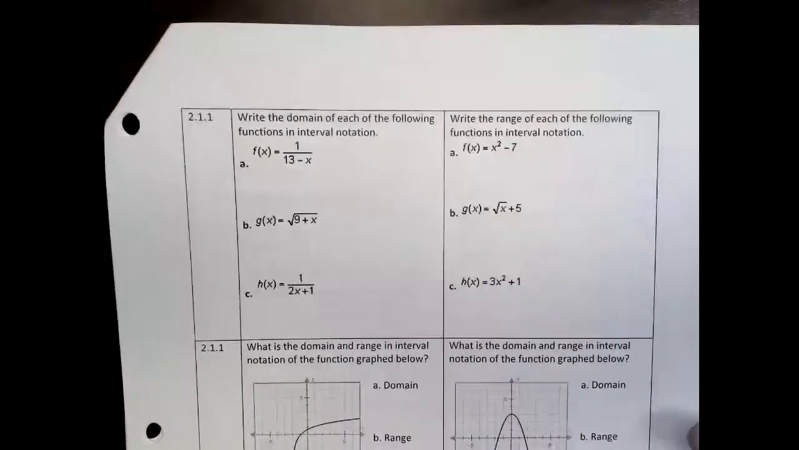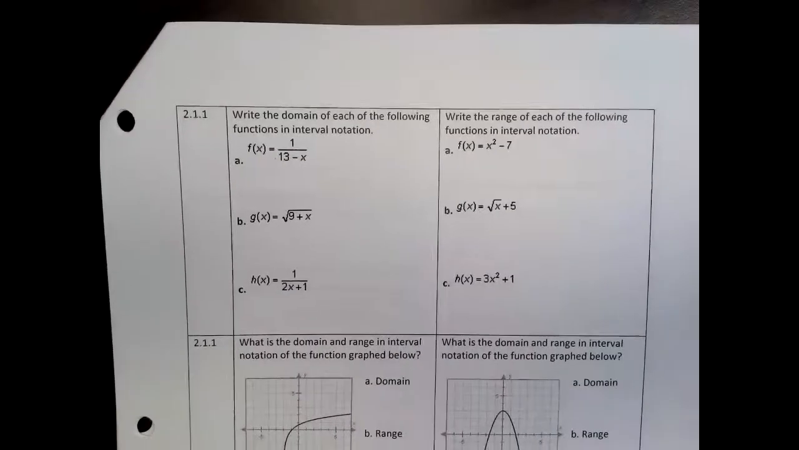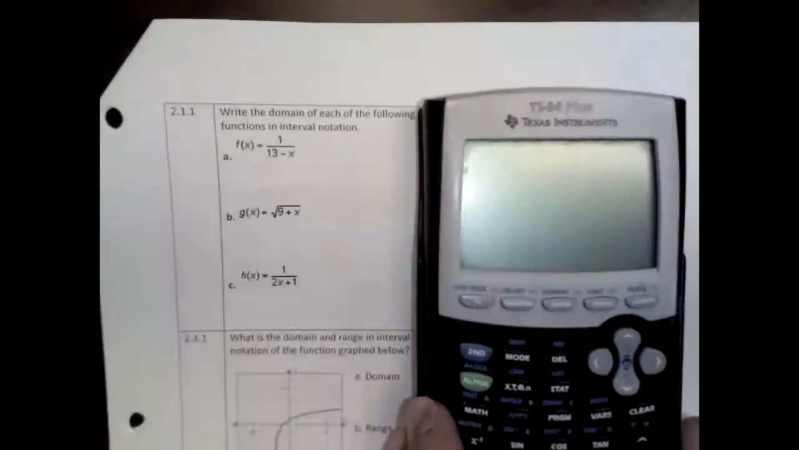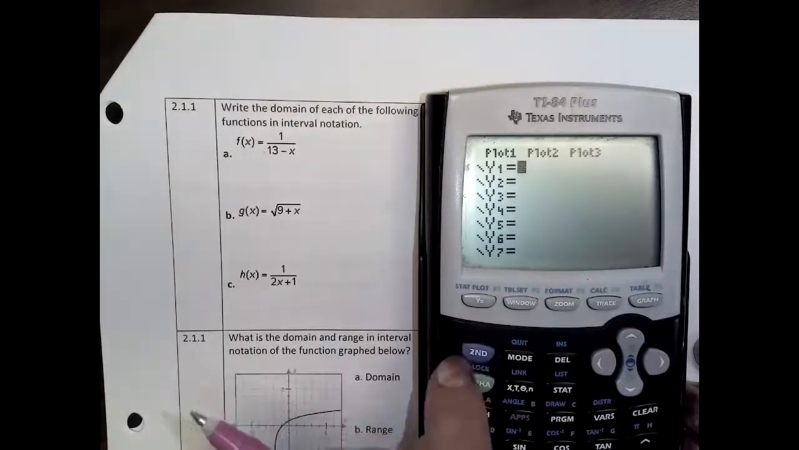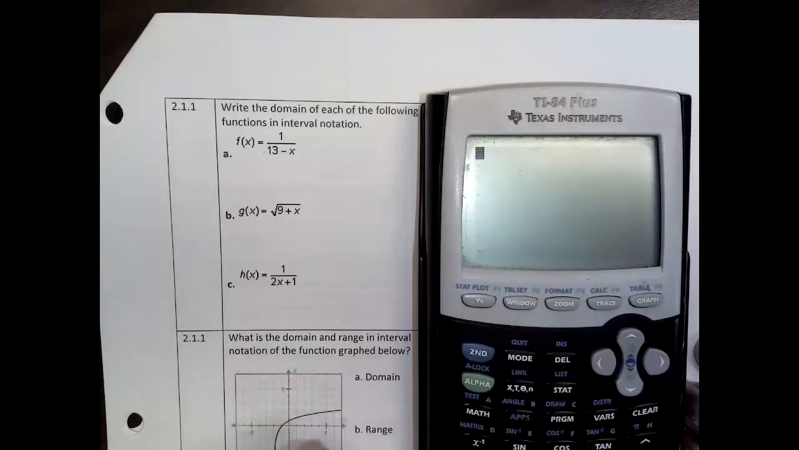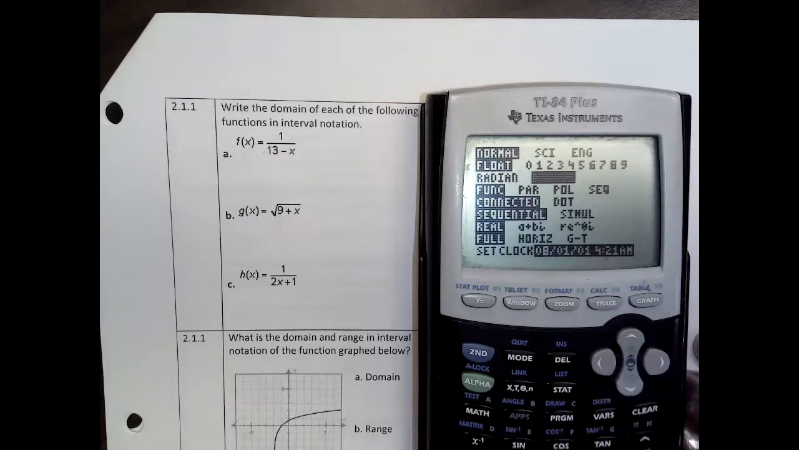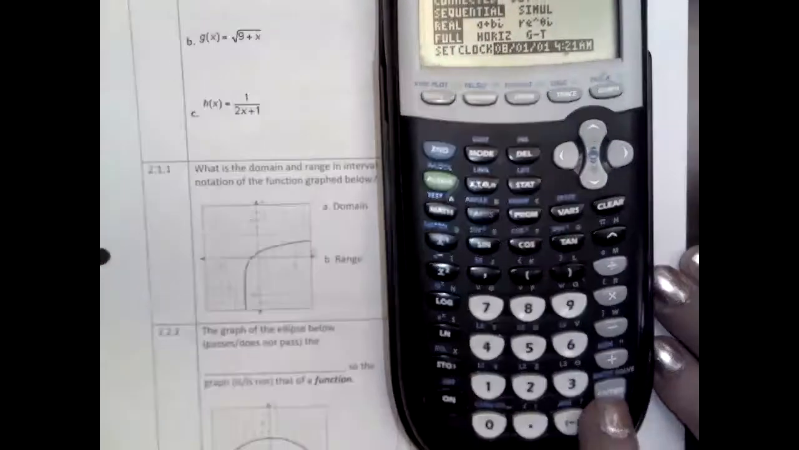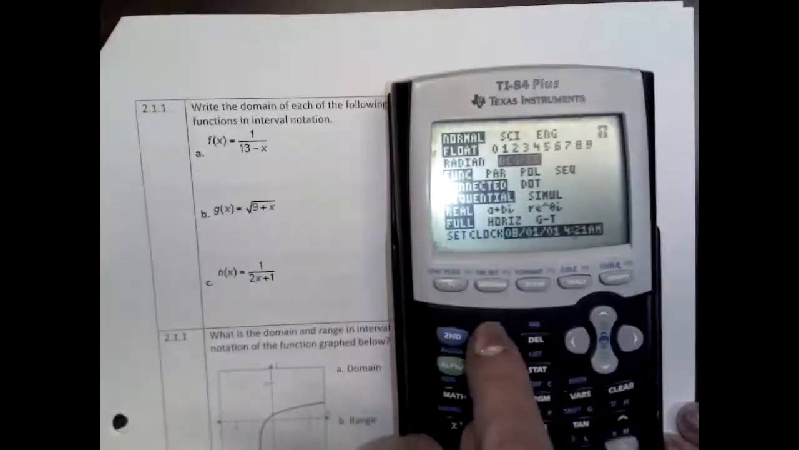But we also have domain and ranges of functions. So these right here, we're going to need to use our calculator to find. So I'm going to go to my y equals. When you start your calculator, you probably end up here. The very first thing is click this mode button, and you want to make sure that you're in degrees. So scroll down, make sure that radian isn't highlighted. If it is, scroll over to degrees, and then hit your enter key. Okay, second, quit.